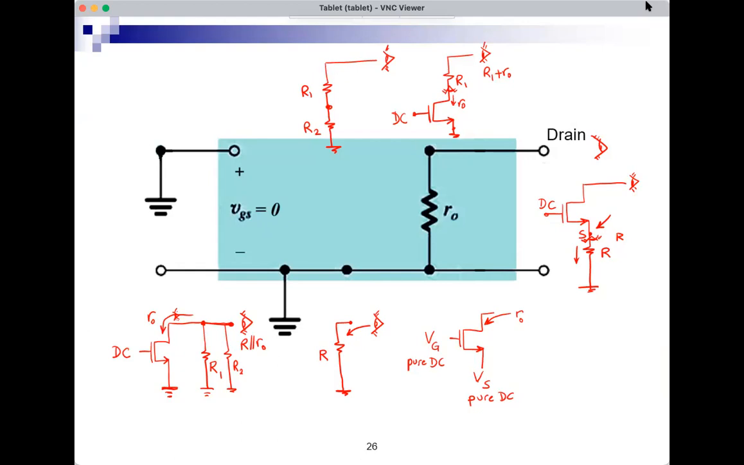The conditions for the rule state that the gate should be at signal ground, the source should be at signal ground, and then you can find the resistance seen looking into the drain, and it will be small RO. Here, there is a condition which is not satisfied, and therefore, I cannot apply the rule. The signal at the source is not zero. If I want to use the rule, the signal at the source should be zero. Now it's not zero. So I cannot say that looking into the drain, I see small RO. No, I will see something else.